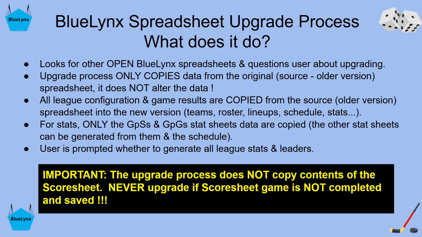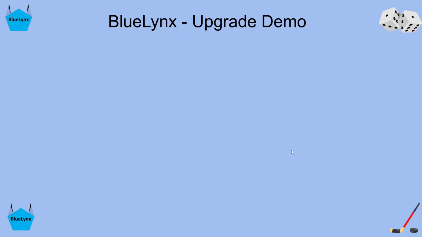Okay, now let's get on to the demo. The first two things you want to do to get ready for your upgrade, and it doesn't really matter the order you do them, are get your current BlueLynx spreadsheet ready to be upgraded, and then also download or get the newer version of the BlueLynx spreadsheet so that you can use it to upgrade your current one.